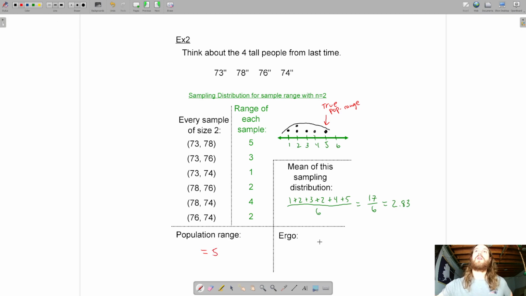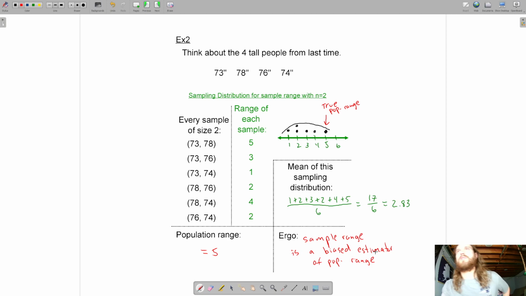So what's our conclusion? The sample range is a biased estimator of population range. So this is no good. This is not a good method.